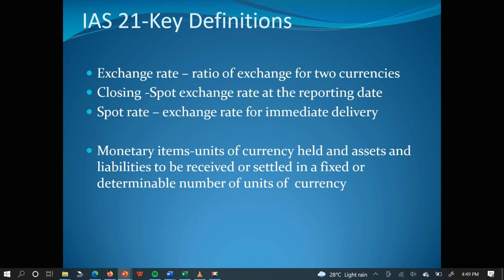You have monetary items: units of currency held, and assets and liabilities to be received or settled in a fixed or determinable number of units of currency. So if you take a financial statement, some are monetary items because they are in units of currency. For example, loans, cash. They are monetary items because they are in units of currency. It's different from building. Building is a non-monetary item. A building is a physical object, but a loan is a unit of currency.